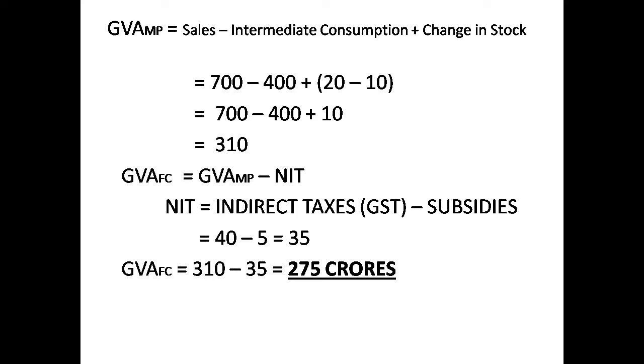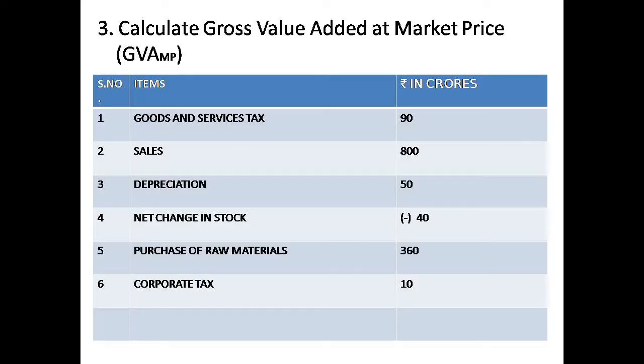From GVAMP we can calculate GVAFC. GVAFC is equal to GVAMP minus NIT. Net indirect taxes is actually indirect taxes minus subsidies. GST is given 40. Subsidy is given 5. So 40 minus 5, which is equal to 35. So 35 is NIT. So GVAFC is equal to 310 minus 35, that is 275 crores. Our answer is 275 crores. I think the answer is clear to you.